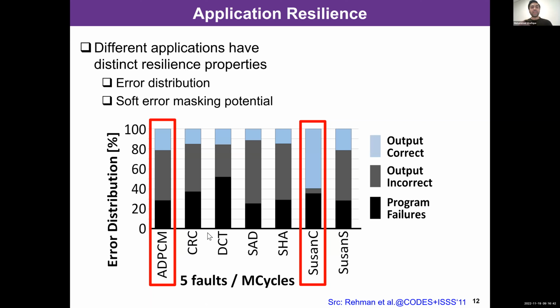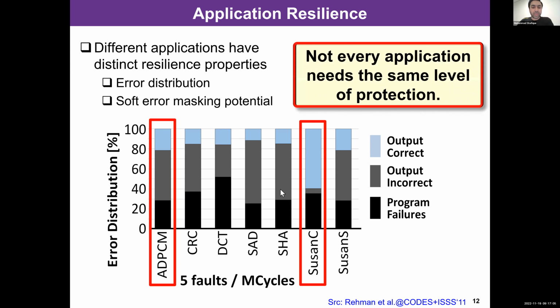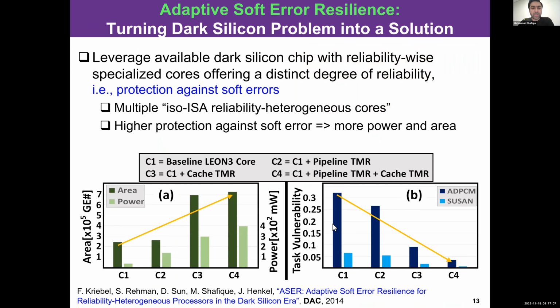The underlying rationale behind this is that different applications have different resilience properties. There is no single silver bullet for everything. We have seen that different applications, due to their diversity in the control and data flow graph, lead to different distributions of, for example, complete program failure or correct output. This is because of the inherent masking effect of many of these applications. I'll just quickly walk through that; we don't need to go into the details.